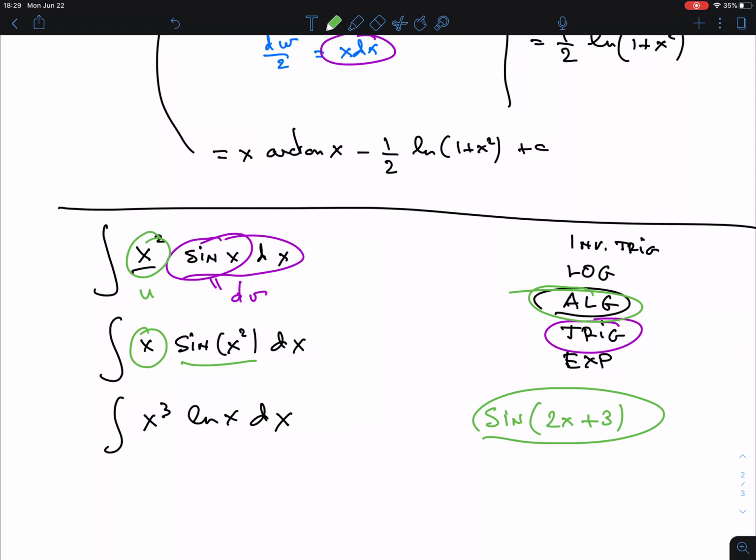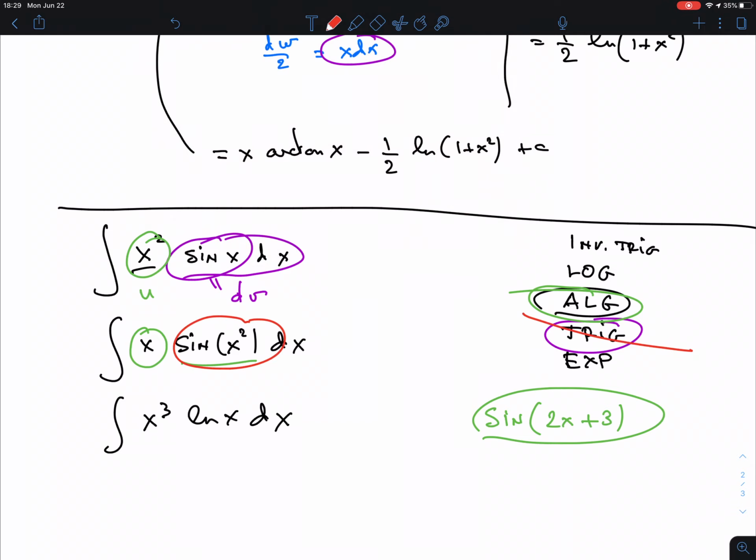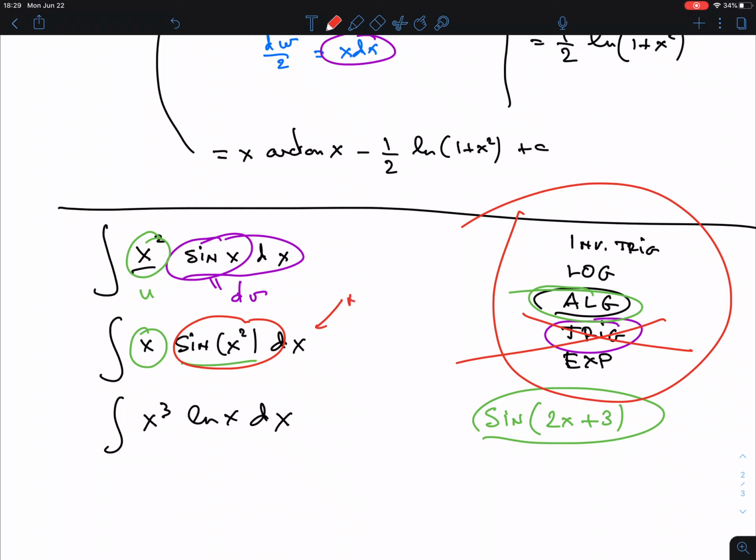So let me make clear what I mean to say. This is not a trig function. Just because it says sine doesn't make it a trig function. That's my point. So what is it then? Well, it's something that does not belong to this category. So this is not ILATE.